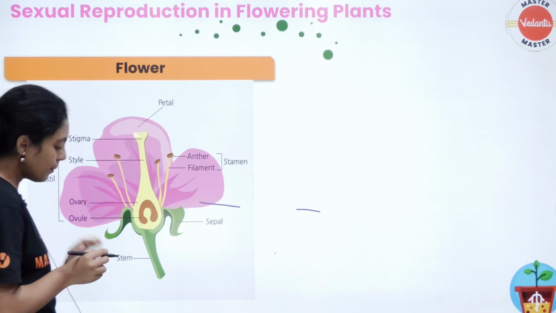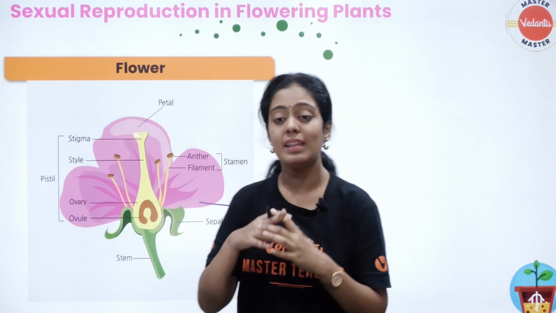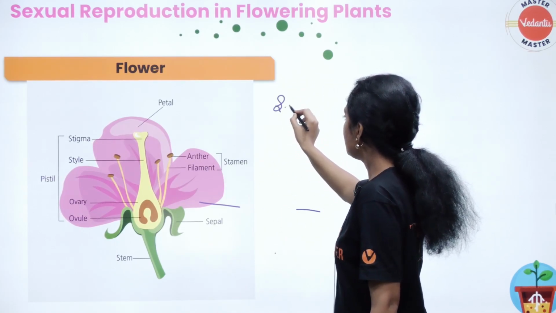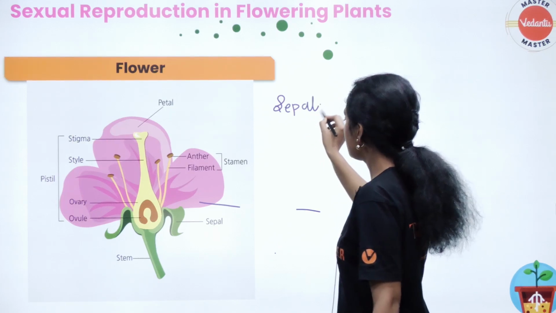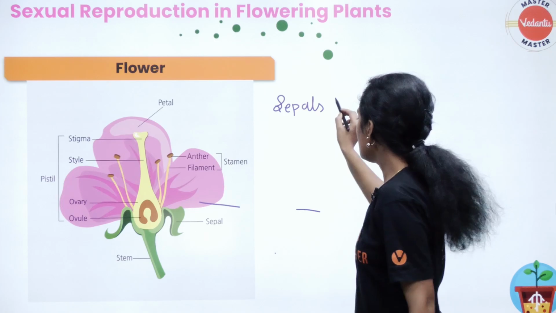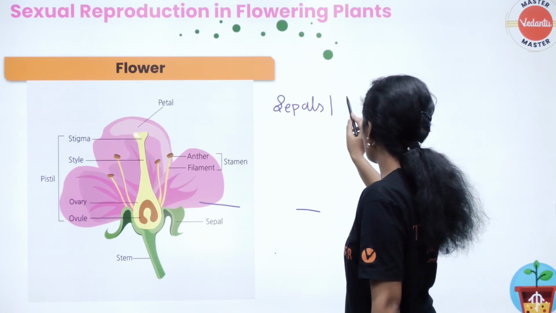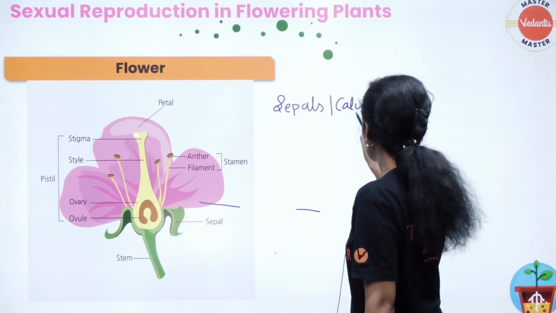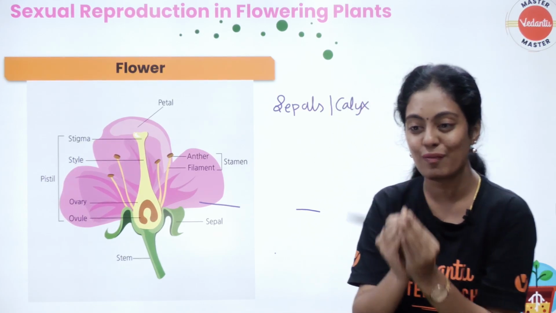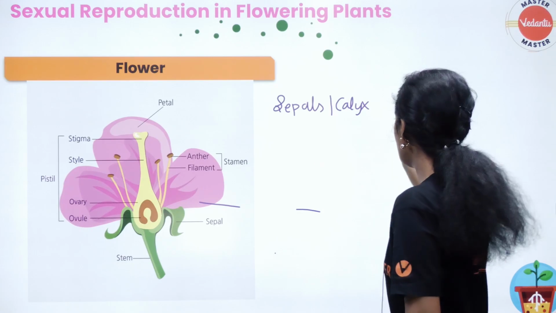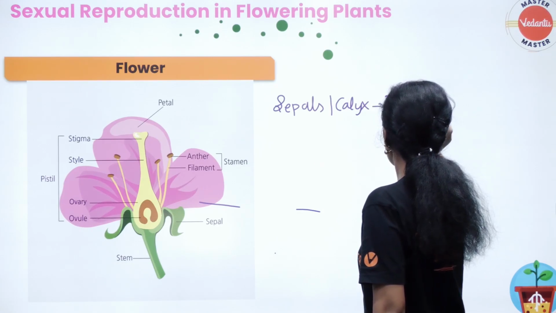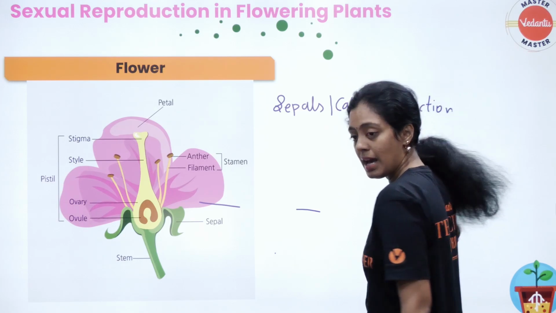Now let us understand the different parts of the flower and their functions. First, what do we have? Sepals. So what are sepals? It is the outermost whorl. The sepals are also called the calyx. What is the function of this calyx? It is going to protect my flower in the bud stage. So it is going to help in what? Protection. Okay, next we have the corolla.